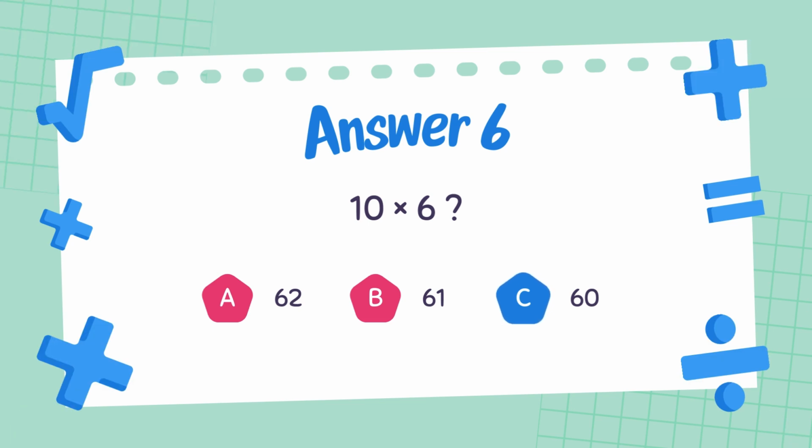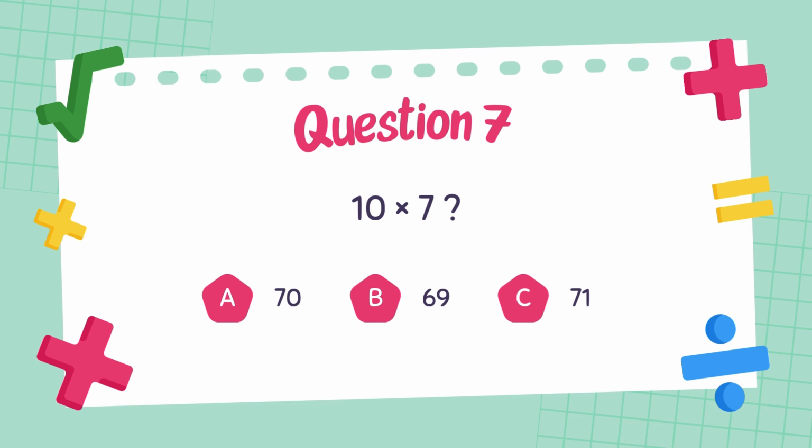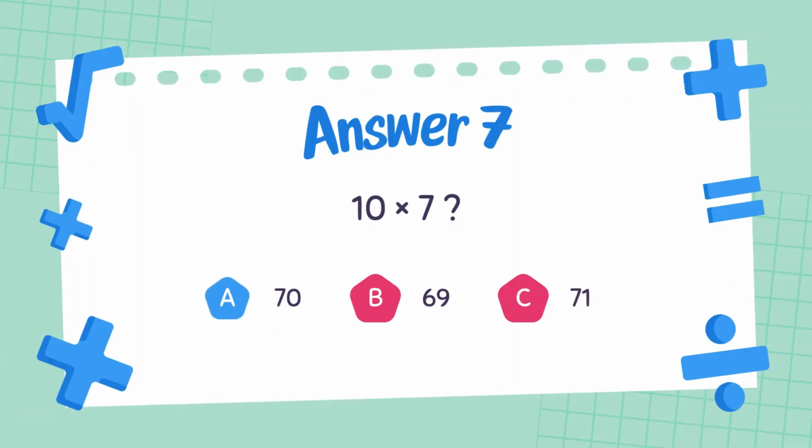Fantastic. Question 7. What is 10 times 7? Is it A, 70, B, 69, or C, 71? The answer is A, 70.